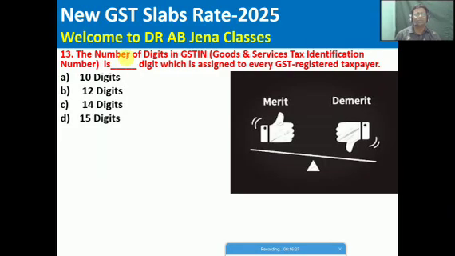Next one friends, we will see the number of digits in GSTIN. GSTIN stands for Goods and Services Tax Identification Number. How many digits are assigned to every GST registered taxpayer: 10 digits, 12, 14, or 15? Here D is the right option.